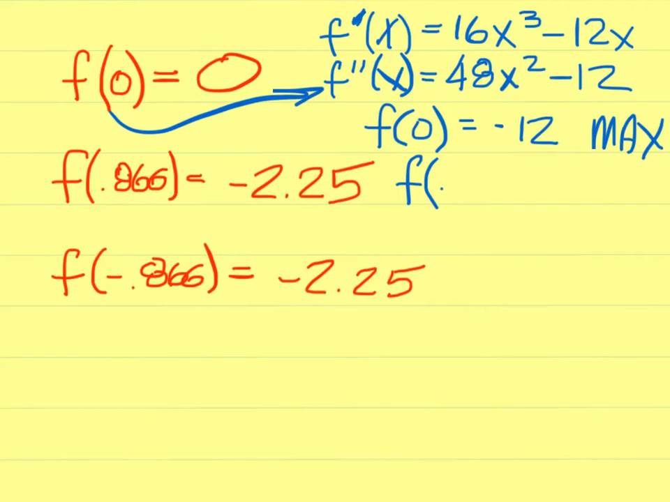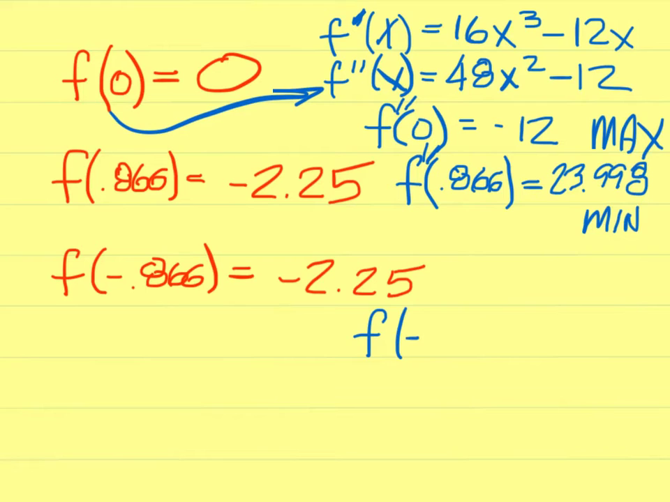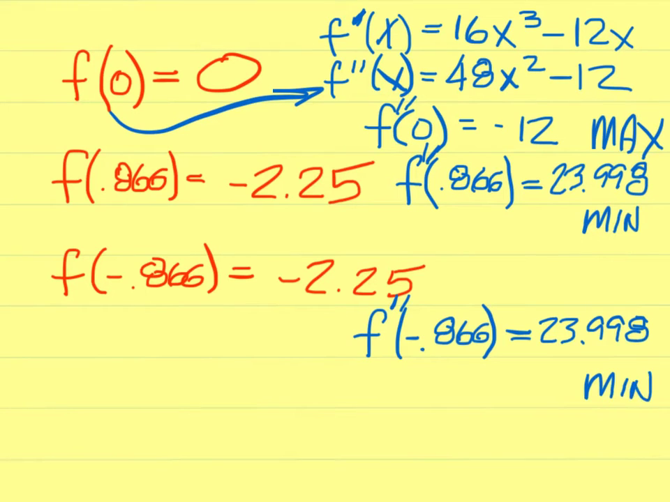Now if I plug 0.866 into the second derivative, what do I get back? We get back 23.998, and since that's positive, it's what kind of point? Minimum. So last, you have to plug negative 0.866 into the second derivative, and what do you get back? You'll get back the same thing, 23.998, which means that one is going to be a minimum.